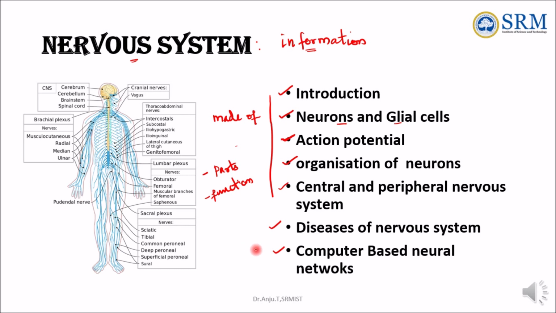Since you are computer science people, this will be more interesting. It is computer based; we are biomimicking. Artificial neural networks are developed taking concepts from the nervous system, so we will have a small talk about computer based neural networks also. In today's class, what I will be talking about is the introduction, the cells of the nervous system and action potential.